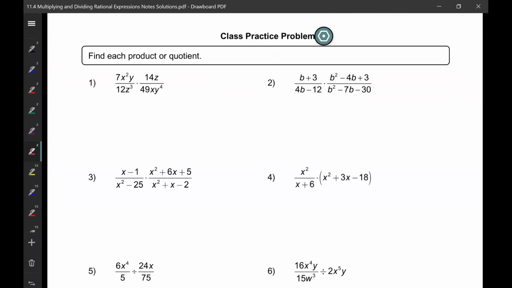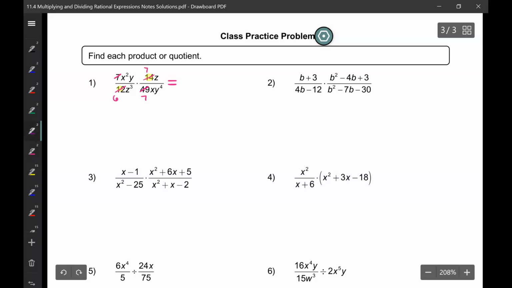So find each product or quotient. This one is already multiplication. So you can multiply straight across and then simplify, or simplify first. I think with this one, I'm going to just go ahead and start simplifying. So I see 7 goes into 49 7 times. And then I look at the 12 and the 14. It looks like the GCF of those is 2. So if I divide 12 by 2, I get 6. 14 divided by 2 is 7.